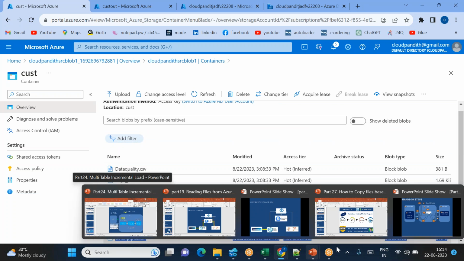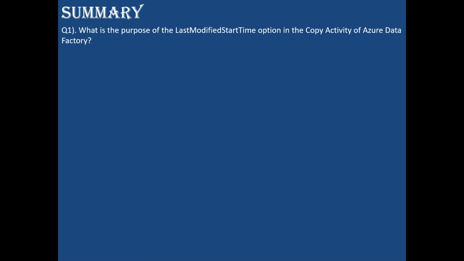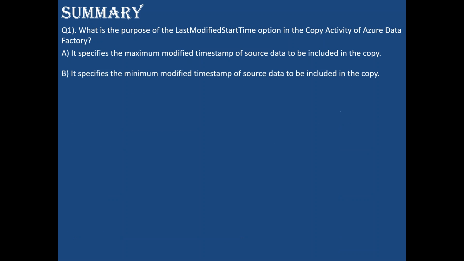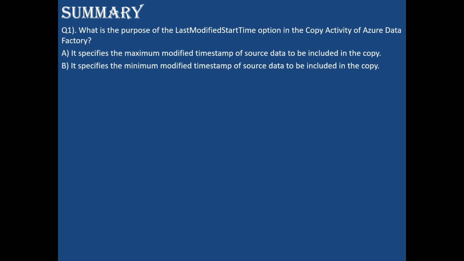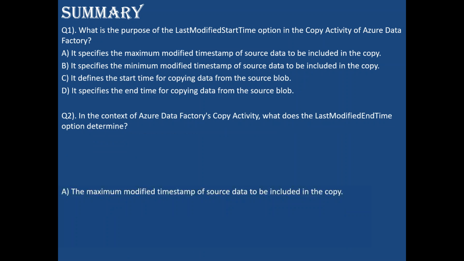Okay, thank you all for watching this. Let's quickly discuss summary questions. What is the purpose of the last modified start time option in copy activity of Azure Data Factory? As you know, it specifies the minimum modified timestamp of the source data to be included in the copy activity. Minimum time means the 3 o'clock 5 minutes we mentioned. That is the minimum time from which later on, whatever data is modified, it is going to pick. So the answer B is correct.